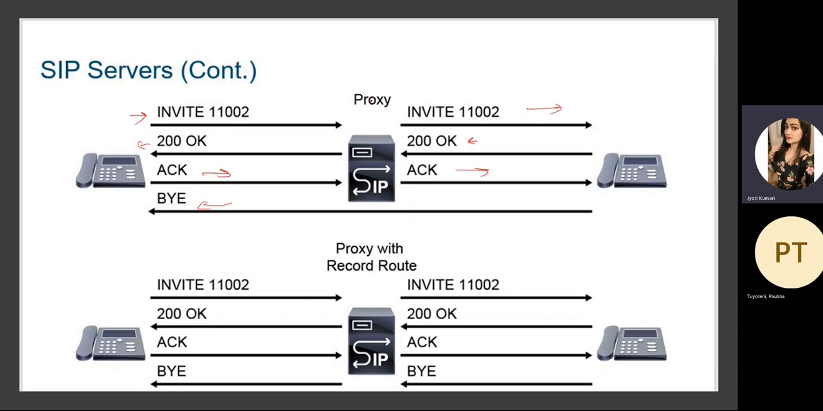Similarly, there is another SIP server type, proxy with record route. Now, this is nothing but the same as a proxy server, but additionally with record route, you can record these messages. Let's say you want to keep track of a record of all these messages being exchanged between the devices. Then a proxy with record route can be used. So here every message is being recorded on the proxy so that you can retrieve it.